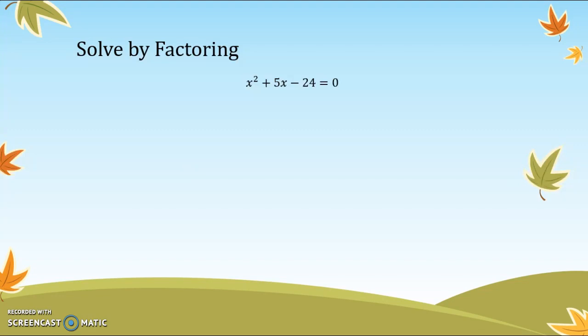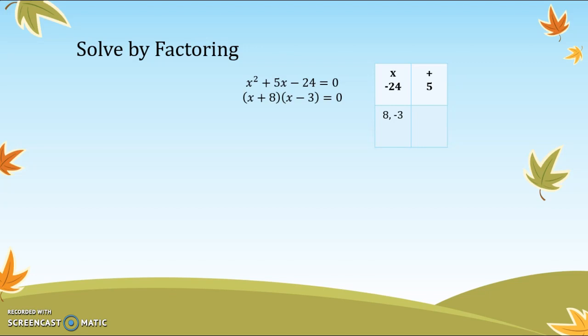I do not see that it has a GCF, and there's no number in front of x squared, so we just need to find something that multiplies to negative 24 and yet adds to 5. It looks like 8 times negative 3 multiplies to negative 24 and yet adds to 5. Giving me the factored form of x plus 8, x minus 3 equals 0.